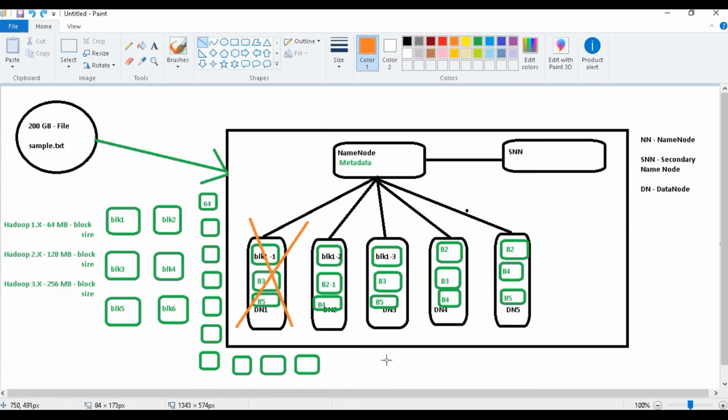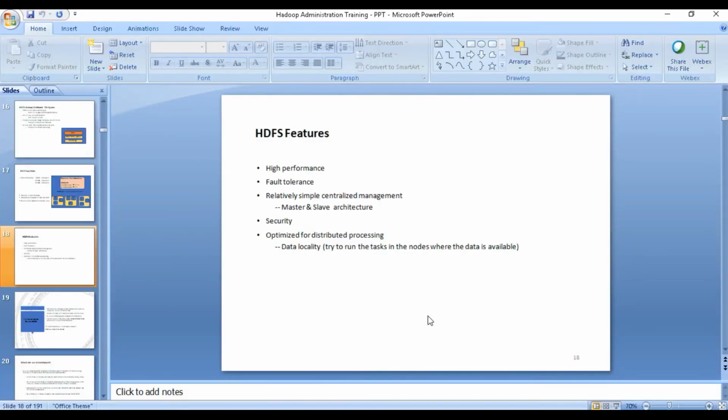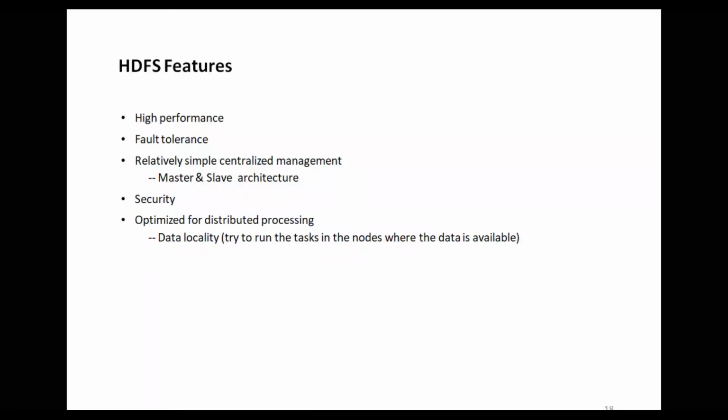Okay, let us move on. The other one, that is what fault tolerance is. We will never lose the data. Okay, and relatively simple centralized management. What does it mean? Simple architecture. Hadoop follows a simple master and slave architecture. One master, multiple slaves. And also security. Strong security mechanisms are applied in Hadoop.